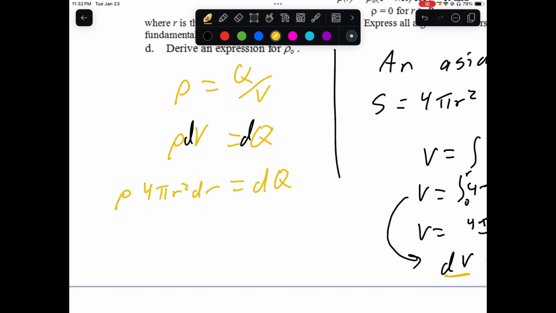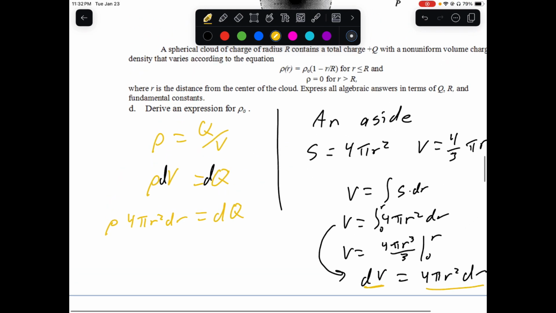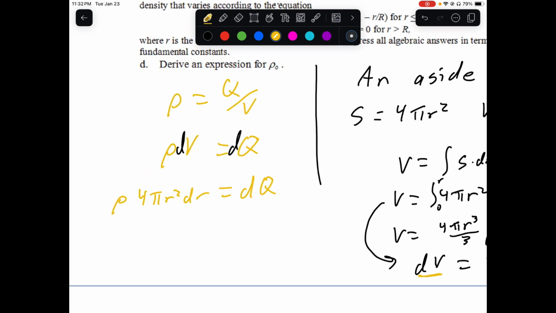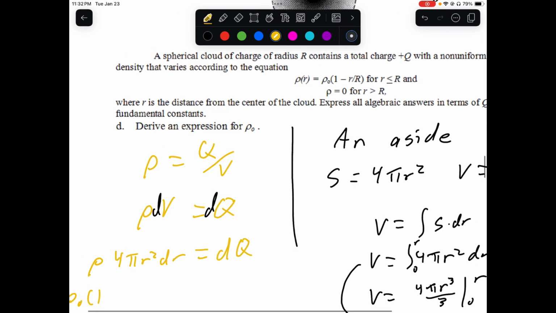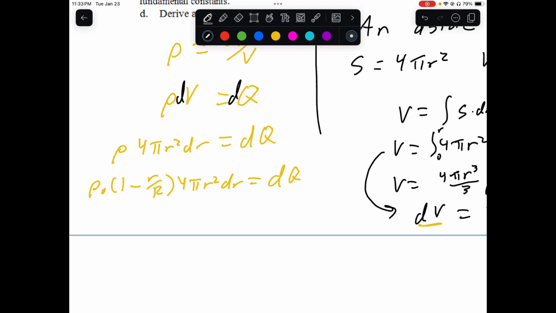is equal to dq. I'm doing this because this now allows me to write a function with r that I can then integrate. The key is that rho is a function in terms of r that contains rho naught, so I can get the rho naught into my expression. So that rho gets replaced by rho naught, 1 minus little r over big R, times 4 pi r squared dr is equal to dq. This allows me to have an expression that I can integrate, because everything has all the little r's in there, and it's going to allow me to eventually solve for rho naught.